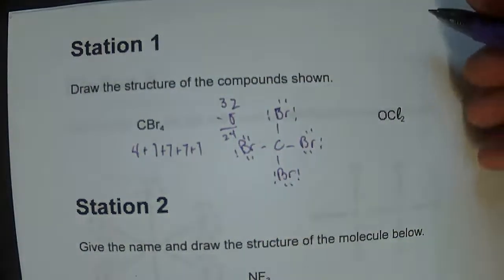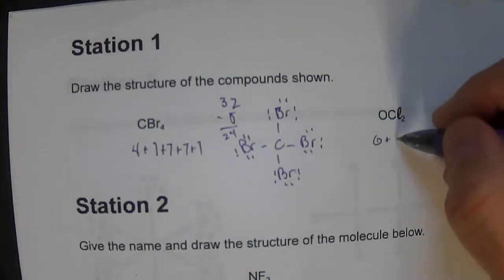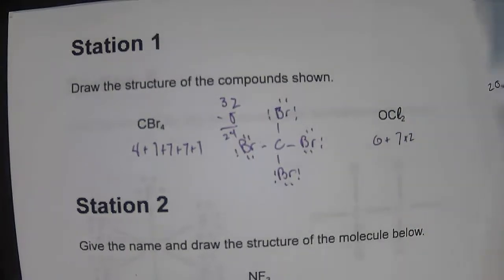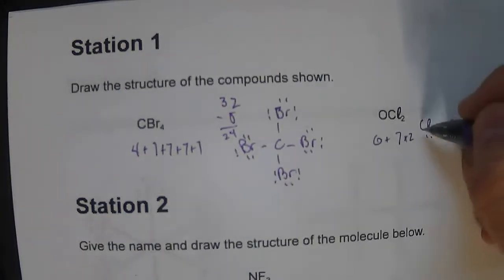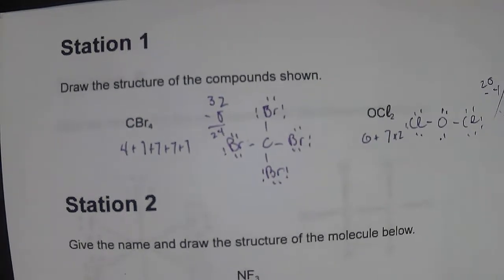Okay, so that's 24. And then we do the same thing here, 6 plus 7 times 2, so that's 14, that's 20 electrons. So we'll do O, Cl, Cl, and so that's 4, so we have 16 left, so 2, 4, 6, 8, 10, 12, so subtract 12, we're down to 4, and those extras go around the central atom. Okay, so that's the first station.